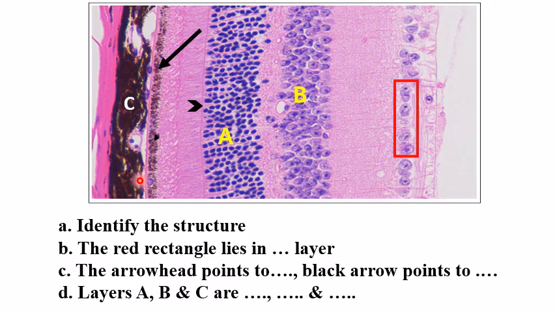Here, dear students, is the retina. Here is the sclera, choroid, okay? And these are the layers of the retina. The black arrow, the pigmented layer. The black arrowhead is the outer limiting membrane. A, outer nuclear layer. B, inner nuclear layer. The rectangle is the ganglion cell layer.